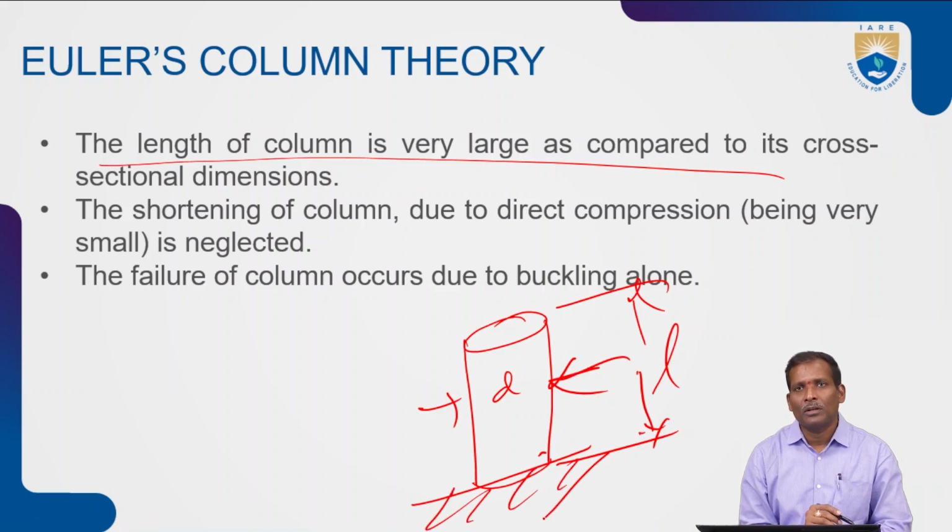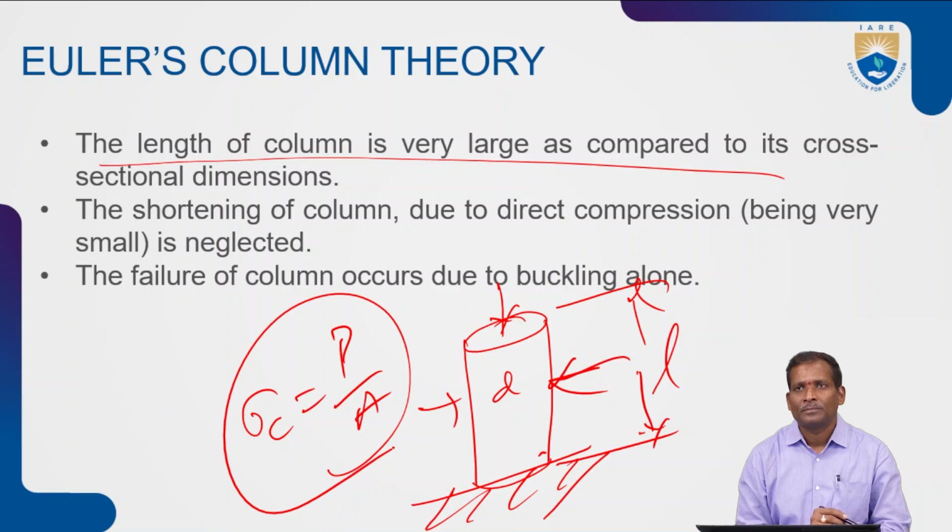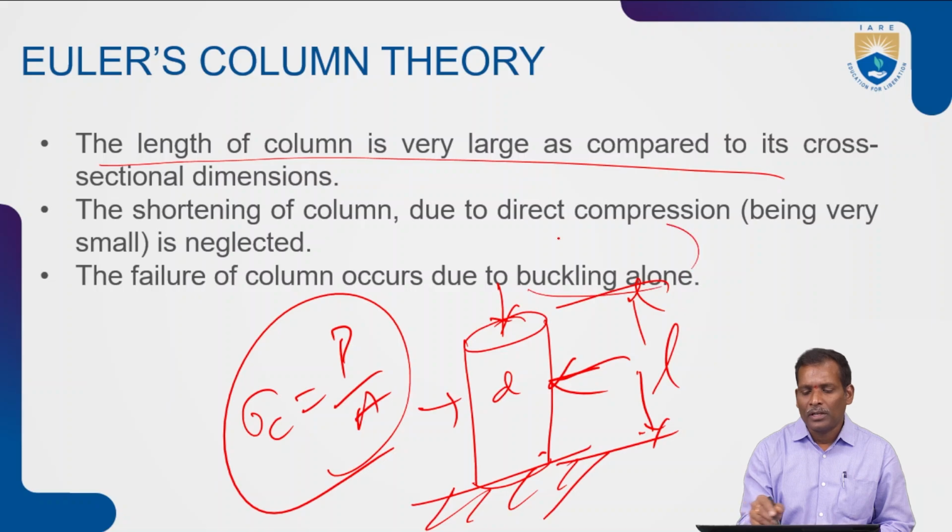See, the shortening of the column due to direct compression is very small, so it is neglected. The direct compressive stress, load per area, is very small, so you may neglect it. The failure of the column occurs due to buckling alone. So these are the assumptions. The failure occurs due to buckling.